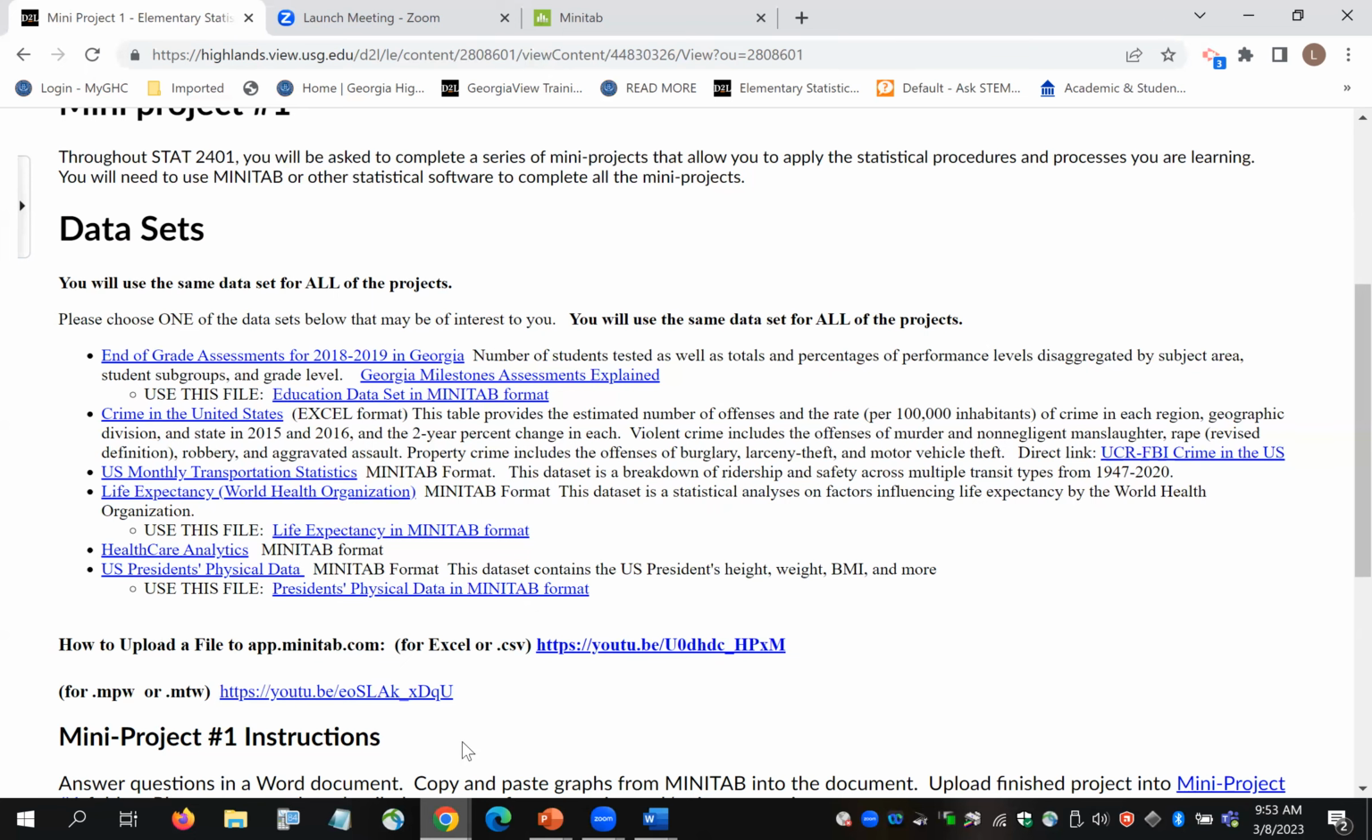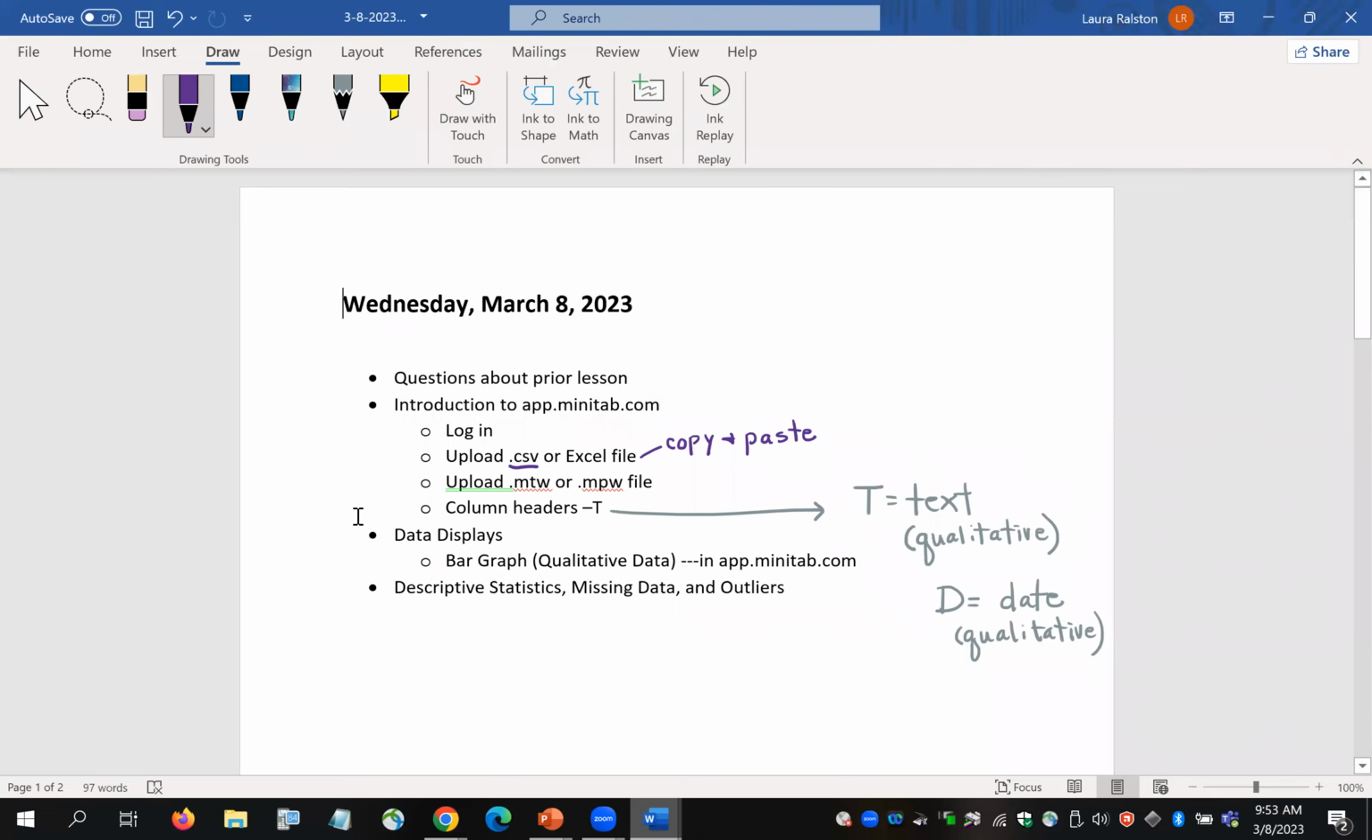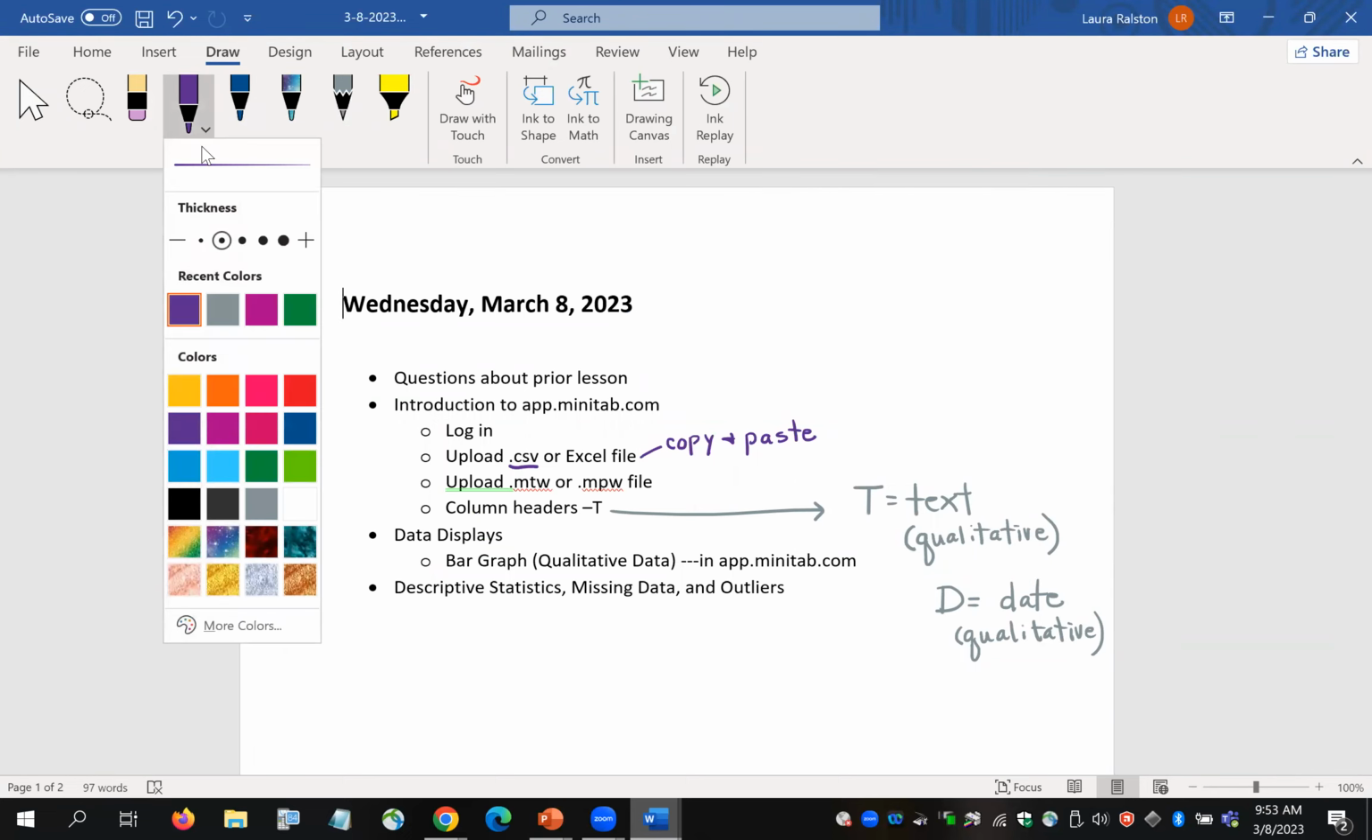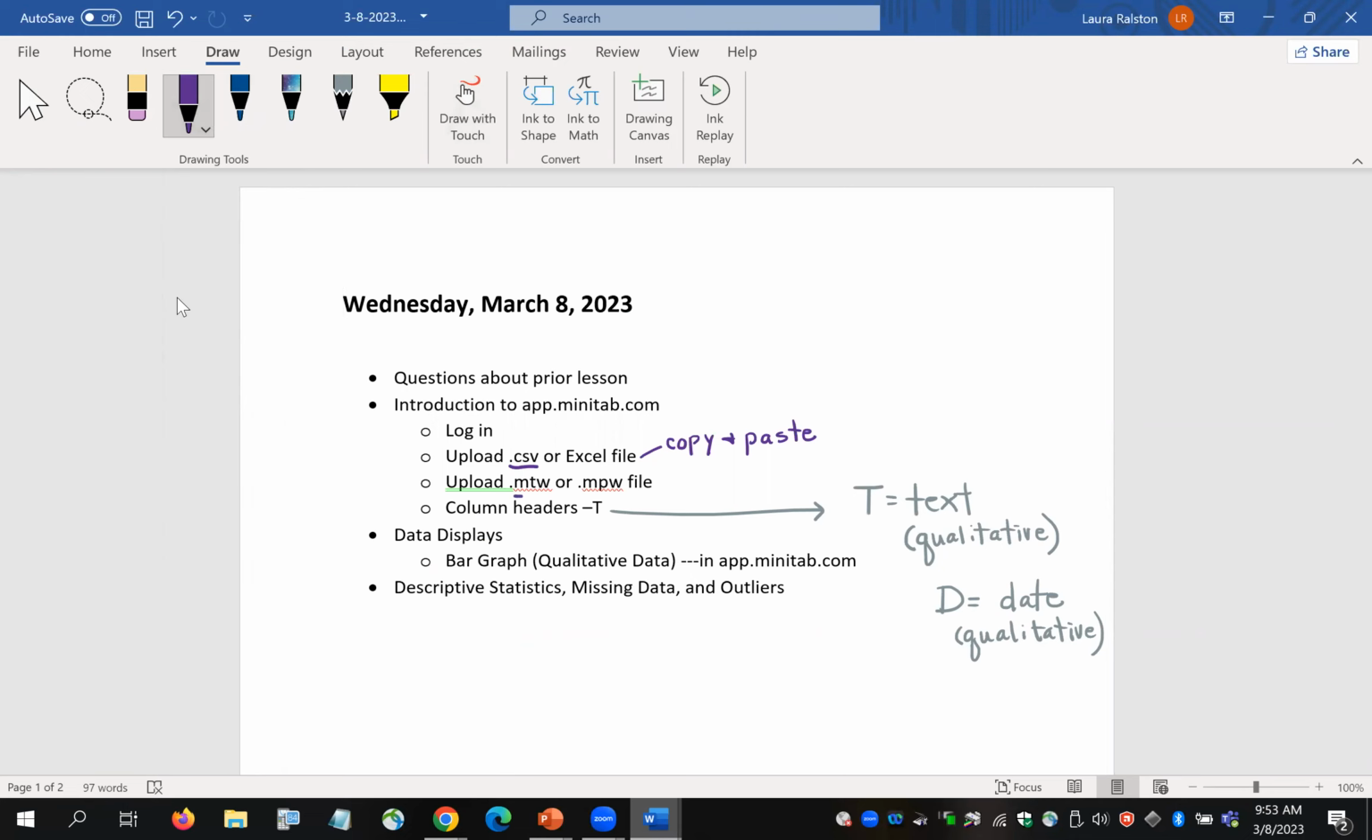For Minitab, there are 2 different formats that you can see. And I have them indicated here on our paper. It's .mtw or .mpw. And it makes a difference which suffix you have. .mtw means you have a Minitab worksheet.